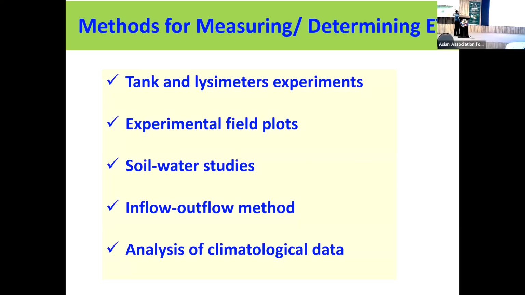There are different methods: tank and lysimeter experiments, field plot and soil water studies, inflow and outflow method, and analysis of climatological data. Amongst these, the lysimeter experiments are very accurate, giving the values of the crop coefficient based on water balance studies.